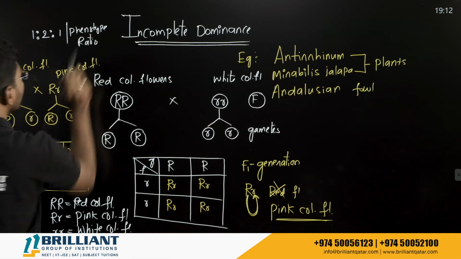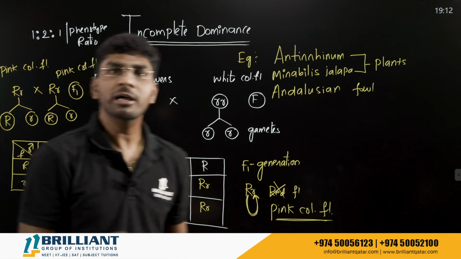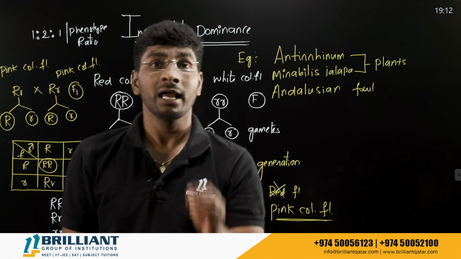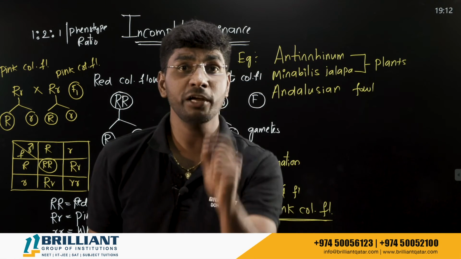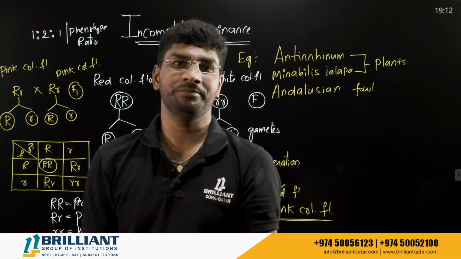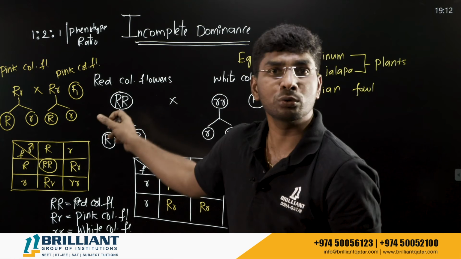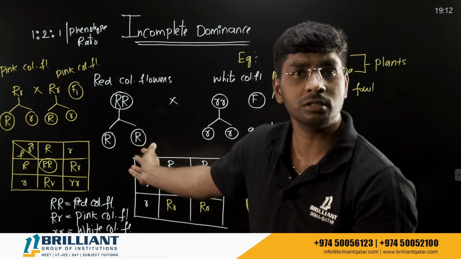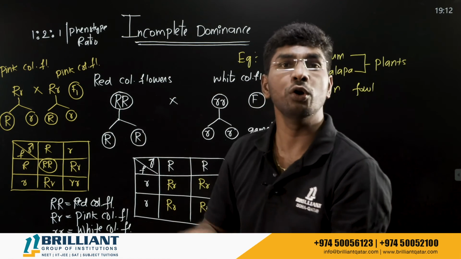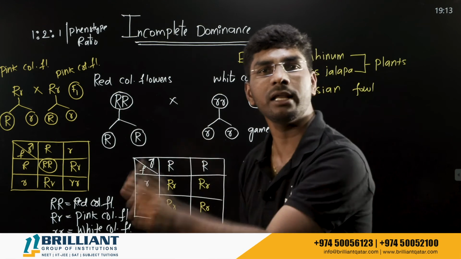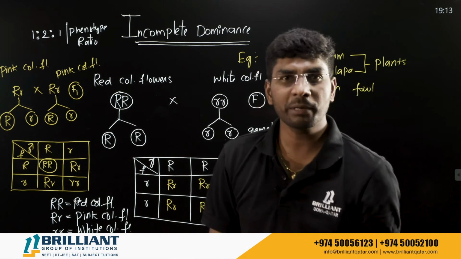Go back to monohybrid cross of Mendelian cross. In that, the phenotype ratio was 3:1. But here, 1:2:1. Are they following the Mendelian ratios? No, sir. Non-Mendelian inheritance. You got my point?